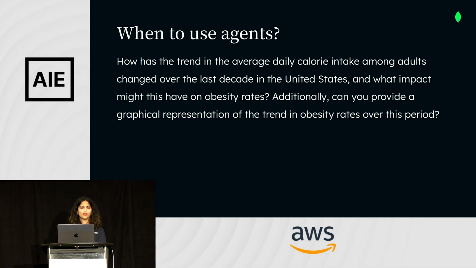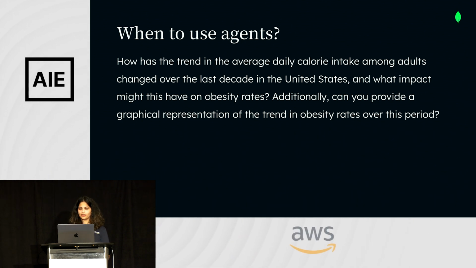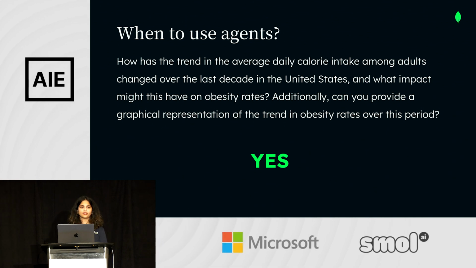How about this one? How has the trend in the average daily calorie intake among adults changed over the last decade, and what impact might it have on obesity rates? Additionally, can you provide a graphical representation of the trend? Do we think this requires an AI agent? I would think so. This task looks like it involves multiple subtasks, such as at least data aggregation, visualization, and also reasoning through the results obtained from these various tasks. So I think it sounds like a good fit for agents.